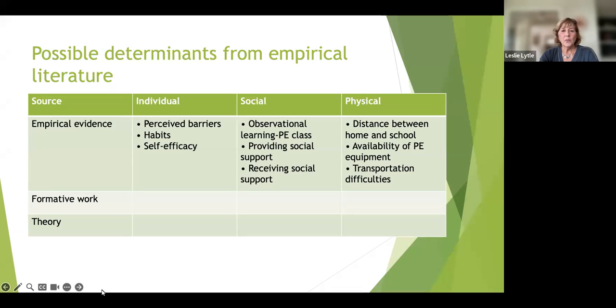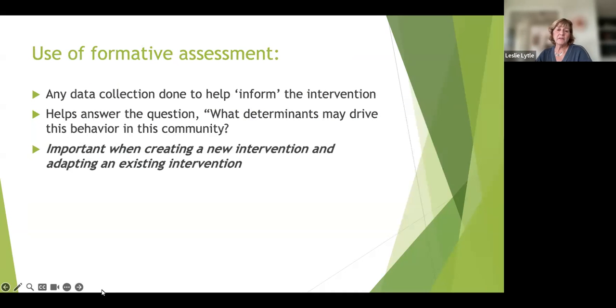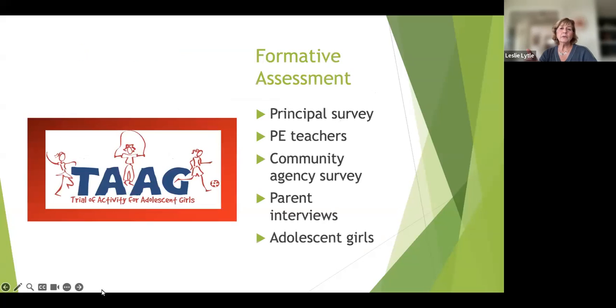The second way that we identify determinants is the use of formative assessment. I think of formative assessment as any data collection done to help inform the intervention. It can be qualitative or quantitative. Usually we use both. And it is really important, and that helps answer the question, what determinants may drive behavior in this particular community, in this particular population? This phase is incredibly important, both when we're building a new intervention as well as when we're adapting an intervention. As an example, in TAG, we did a very thorough formative assessment.